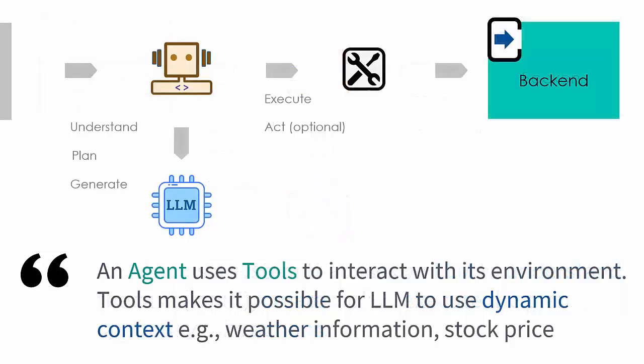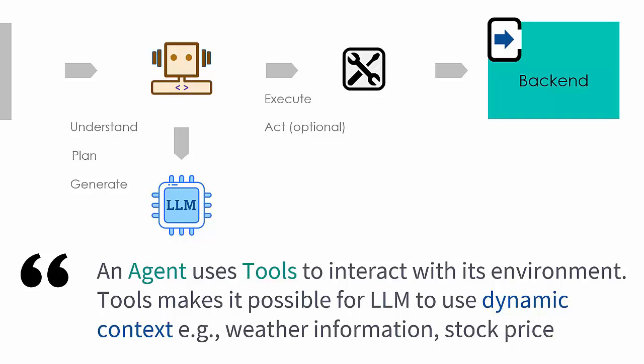The external interfaces exposed by the backend are presented to the agent via a construct that is referred to as tools. Think of tools as wrappers for the backend APIs or functions. An agent uses these tools to interact with its environment. Tools are what make it possible for the LLM to use dynamic context. For example, we can provide the city weather information as context. We can provide the current stock price as context.